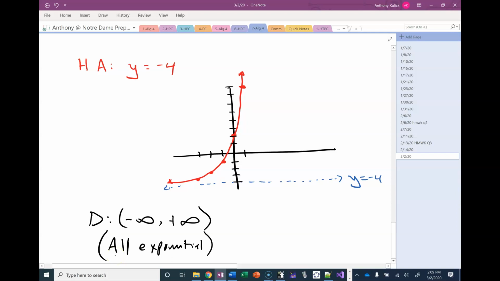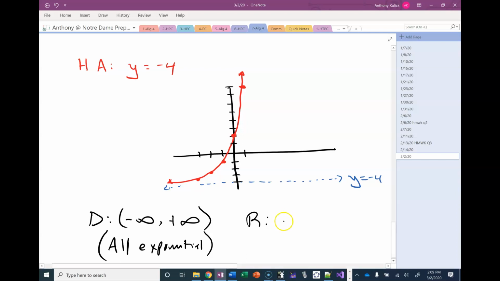And that domain is going to be true for all exponential functions. All exponential functions, the domain will be -infinity to +infinity. The range is about which coordinate? The y. Is there a smallest y coordinate here? Yeah, what would it be?